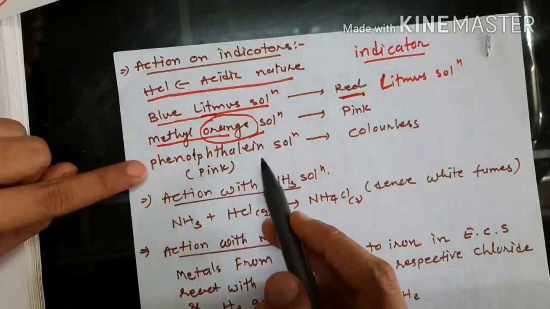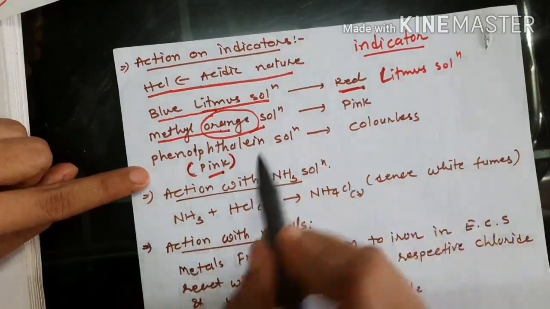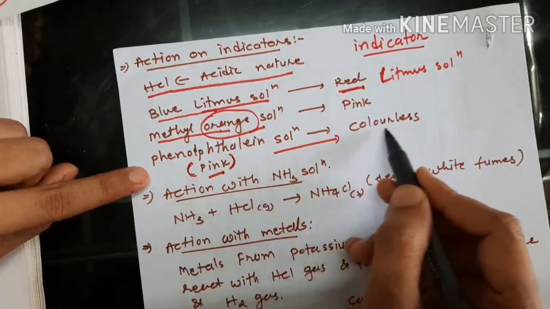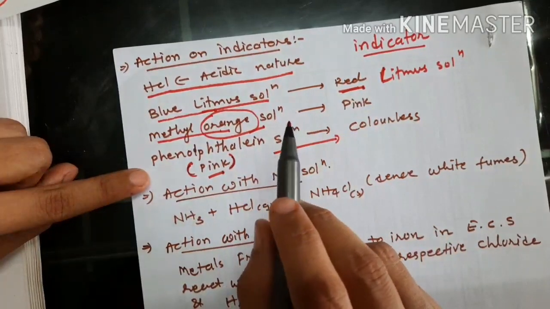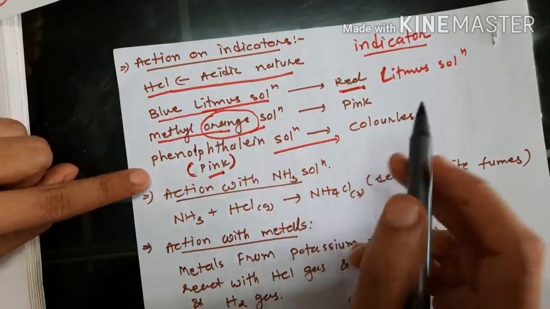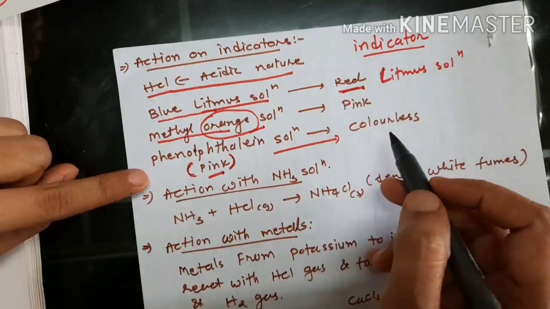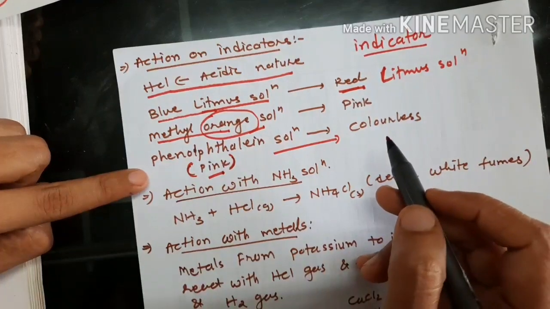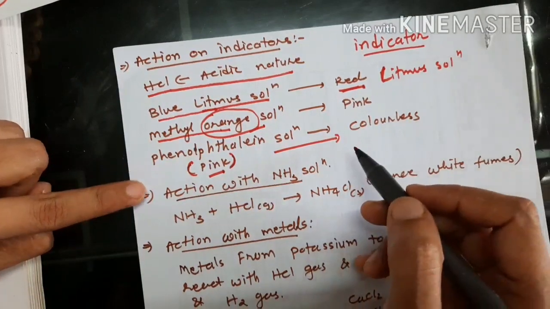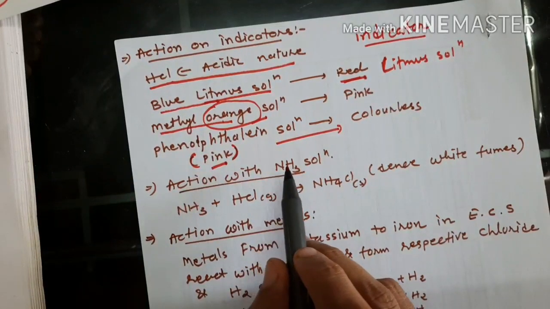Then the phenolphthalein, which is already present in pink color, when you add HCl to it, converts into a colorless solution. You take HCl solution in a test tube and add 1 to 2 drops of phenolphthalein, so that the phenolphthalein converts into colorless.